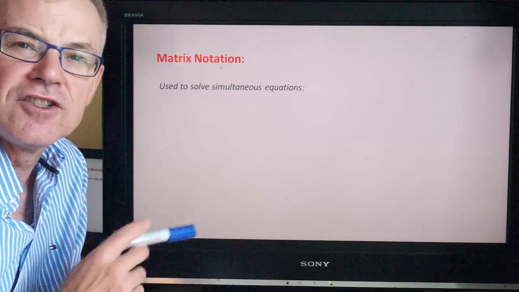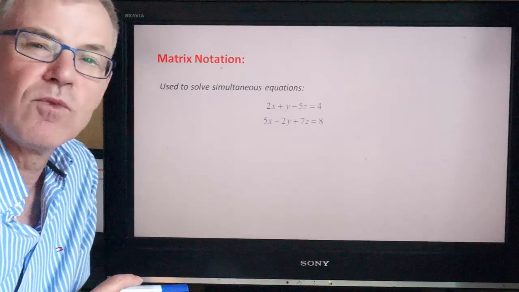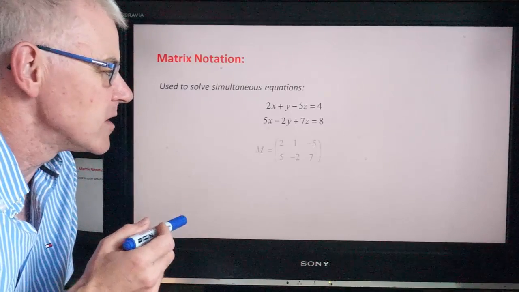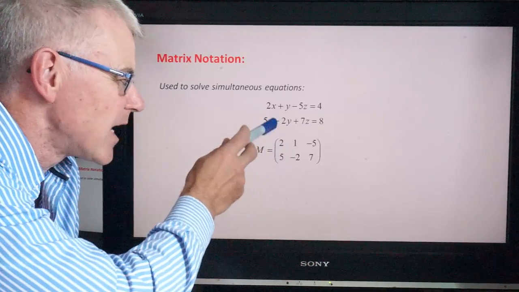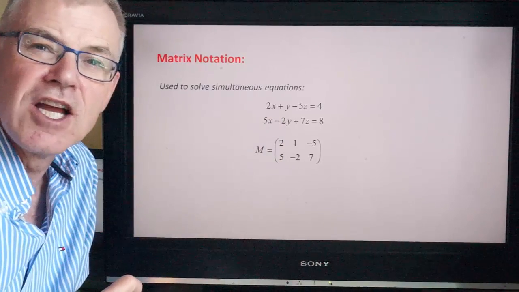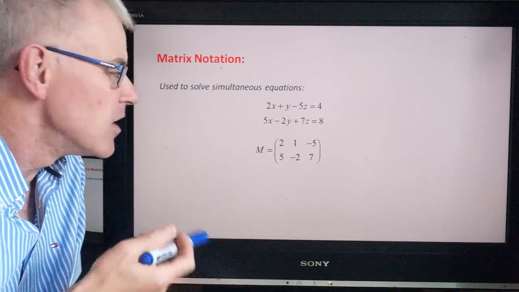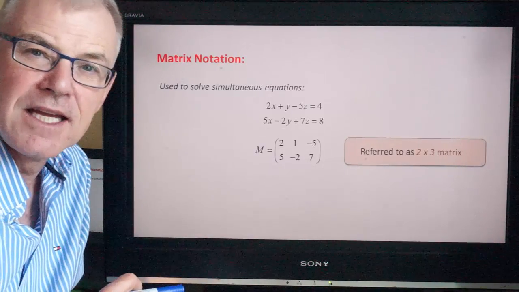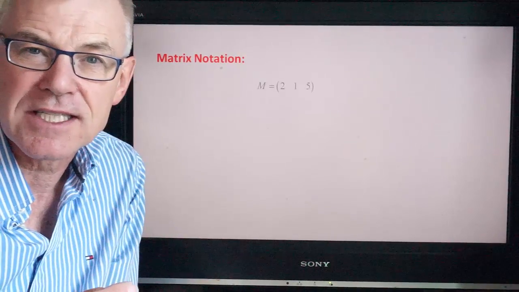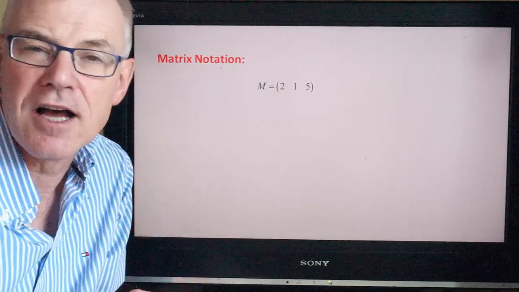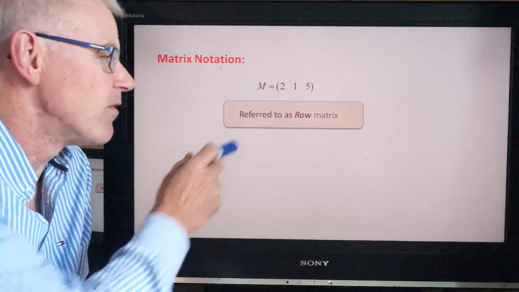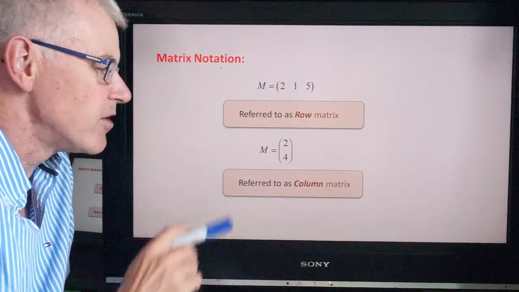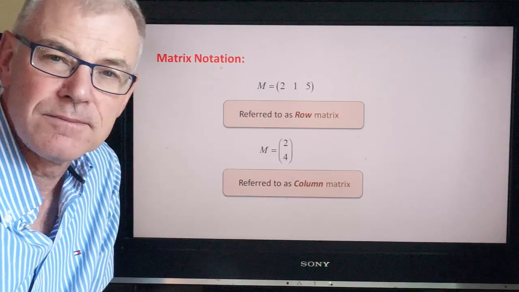Now here we have another two simultaneous equations, but this time we have 3 unknowns, x, y and z. And once again, if we take the coefficients and arrange them, maintaining the same relative position as in the original equations, this time we have 2 rows, 3 columns, so we refer to the matrix as being of the order 2 by 3. Now it is possible to have a single row or a single column. If we have a single row, we refer to the matrix as a row matrix. And if we have a single column, we refer to the matrix as a column matrix.